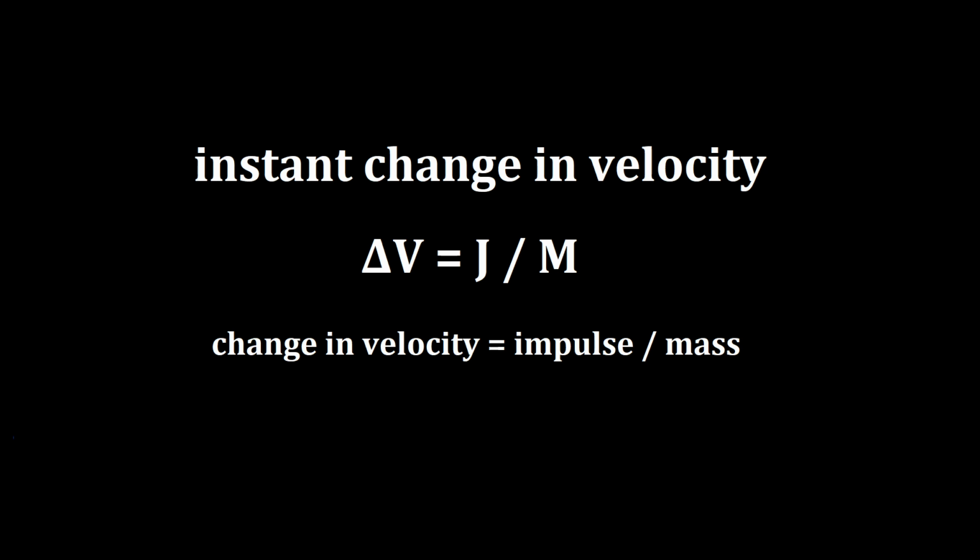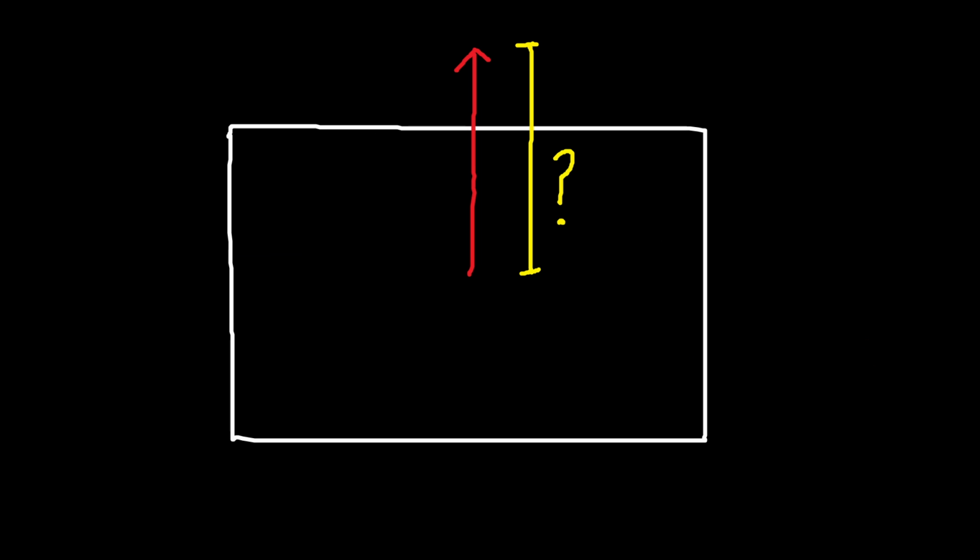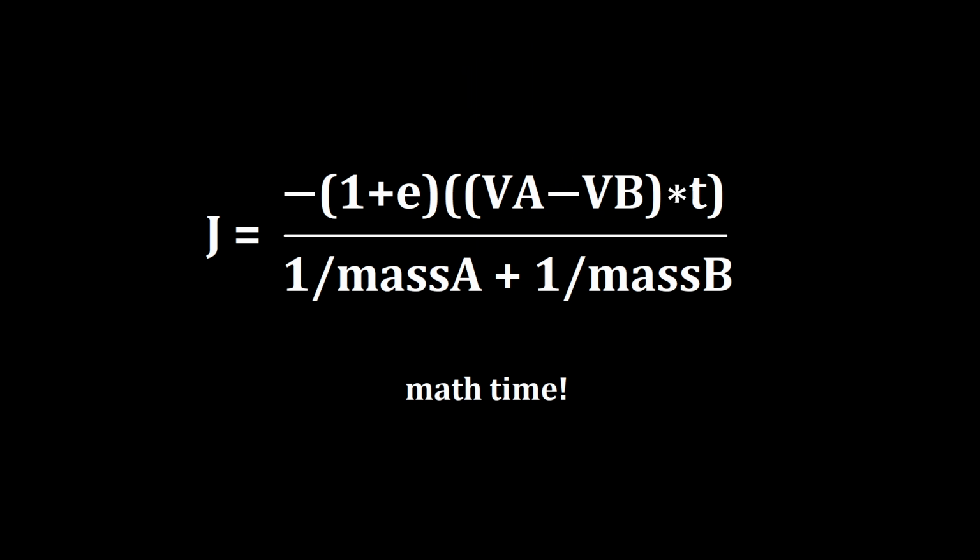Another thing we know about is Newton's third law of motion, which states that for every action there is an equal and opposite reaction. This means that for an amount of impulse we apply to one object, we must apply an equal and opposite impulse to the other object. Finally, we have already calculated the collision normal, so we know the direction to apply the impulse in. All that is left is to find the magnitude of the impulse. This can be found with the following formula.